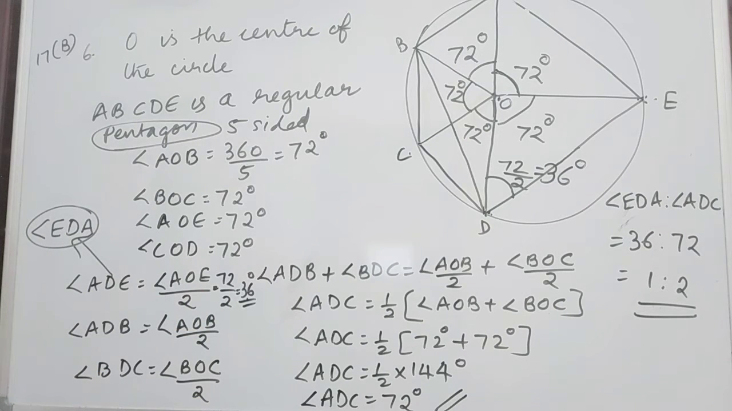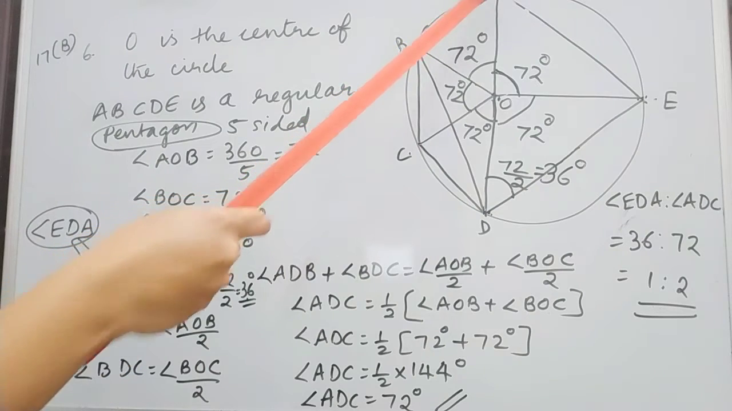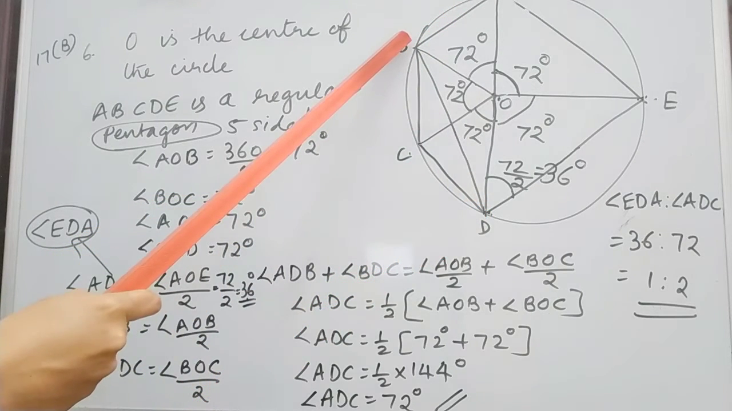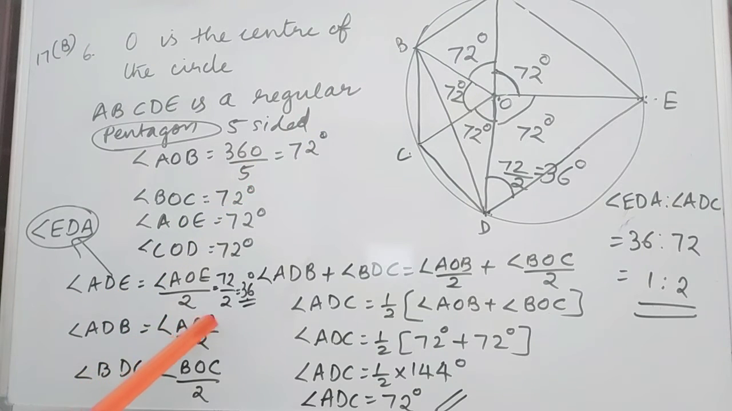Next, we want to find out ADC. For that, consider ADB. ADB is angle AOB divided by 2. For the same reason, the angle at the center of the circle is double the angle at the circumference. In the same way, angle BDC is equal to angle BOC divided by 2, for the same reason.